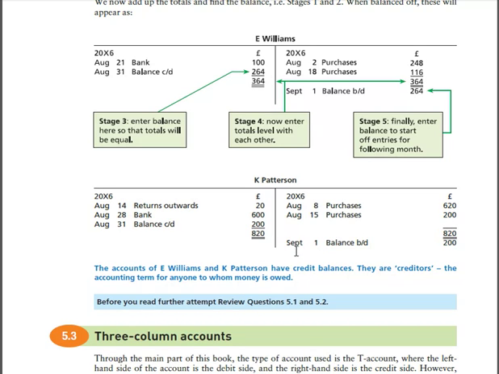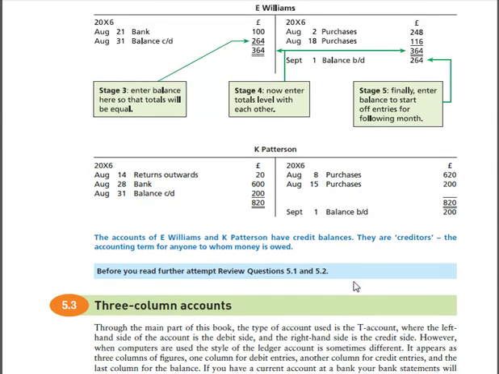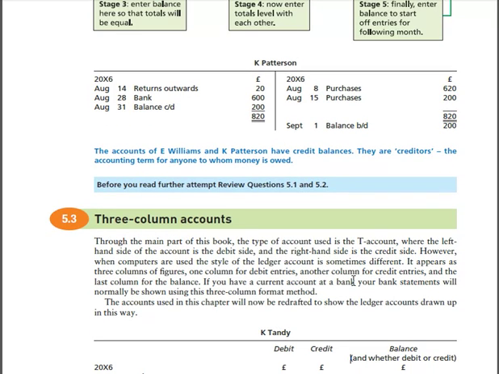However, if both sides do not balance, then we have to make it balance by adding a figure to the side which is lower in the amount compared to the other side, which means we would have to subtract the smaller value from the bigger value. When we get that figure, we then carry it down to the next period to bring down as balance brought down. The last concept that we would do in this chapter would be the three column accounts.